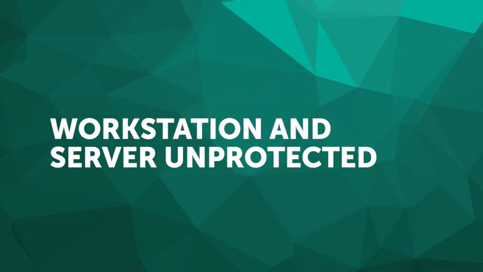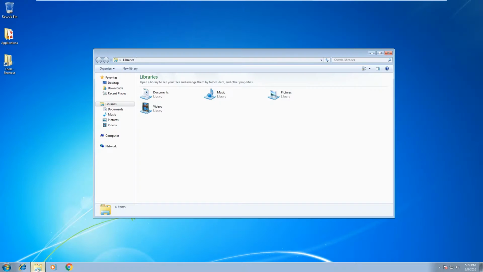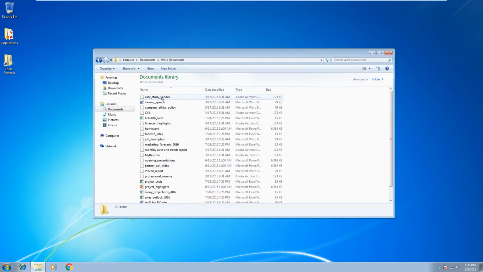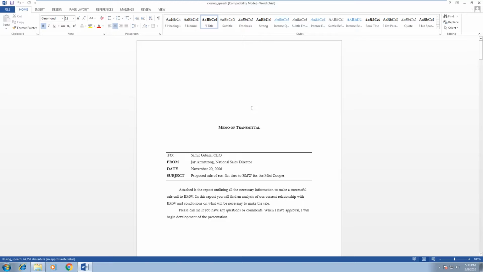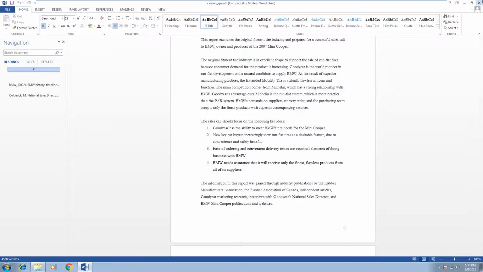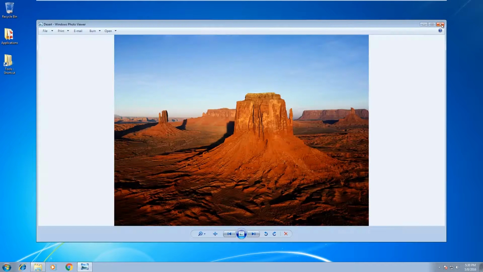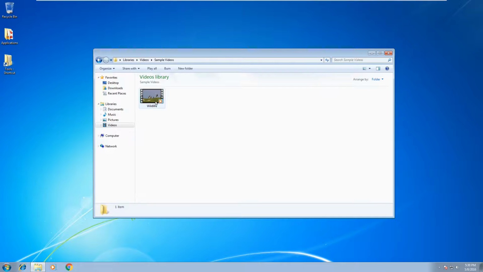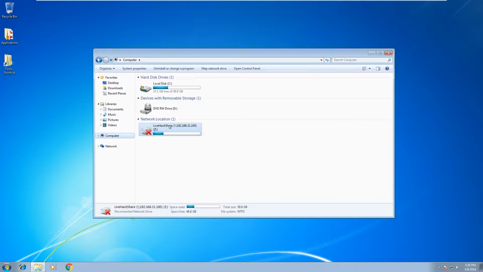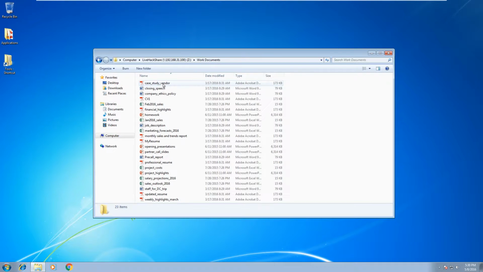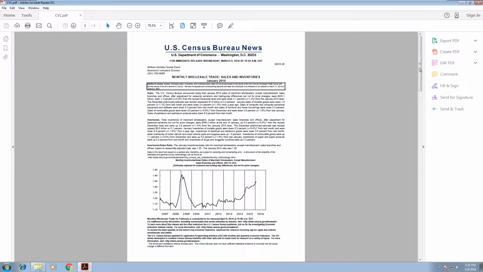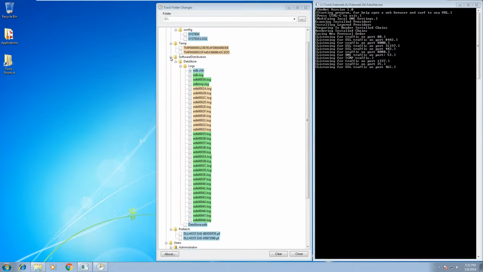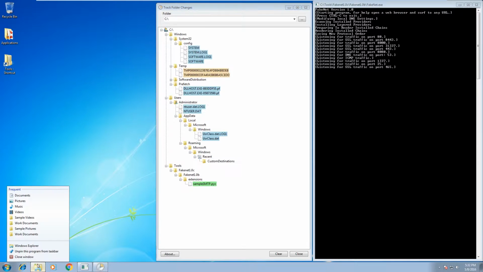Let's take a look at what happens to an unprotected workstation and file share when they are hit with ransomware. We are going to start by inspecting some of the files on the workstation. We can see that all the documents, pictures, and videos are not encrypted and can easily be read. There's also a file share attached to the workstation hosting similar documents, and these can also be read. Now that we have inspected the files, let's go ahead and execute the ransomware.